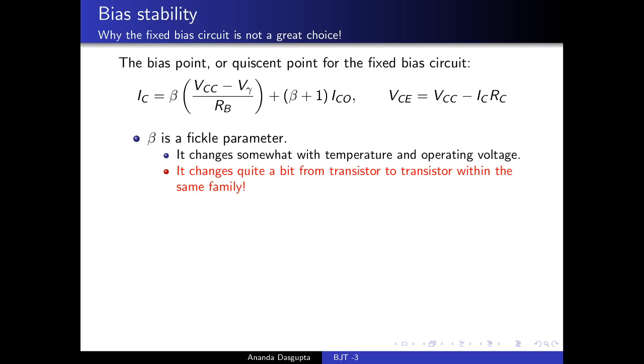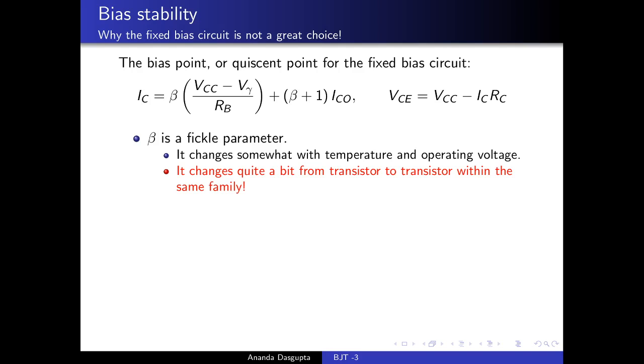It depends strongly on the value of beta, the IC value, and hence the VCE value. And if the bias point moves a lot, you may move from the active region to somewhere very close to either cutoff or saturation, or you may move to regions where the characteristic curves are not equally spaced out. I have not explained earlier exactly what this equally spaced out thing means, or why that is significant.